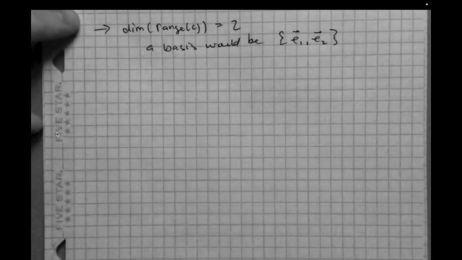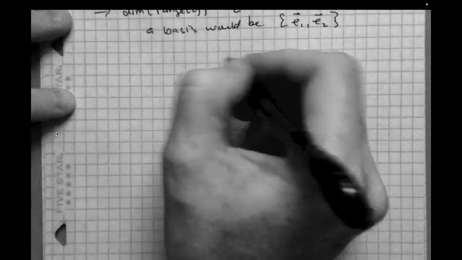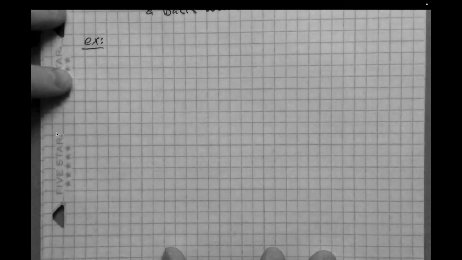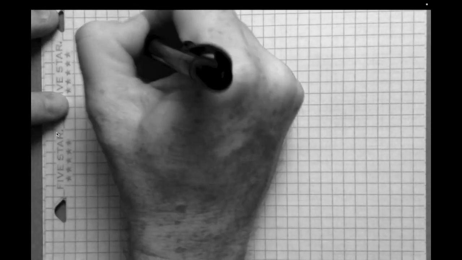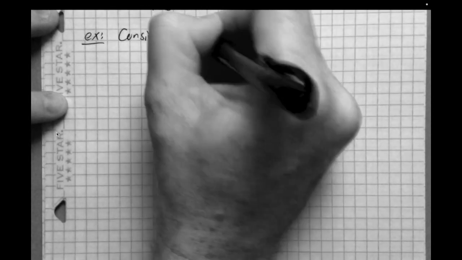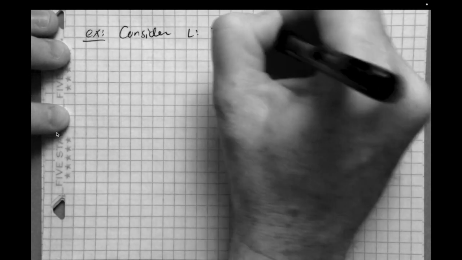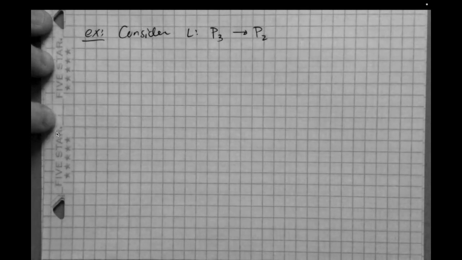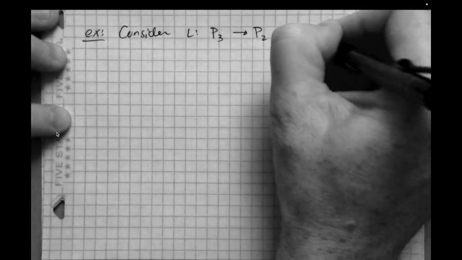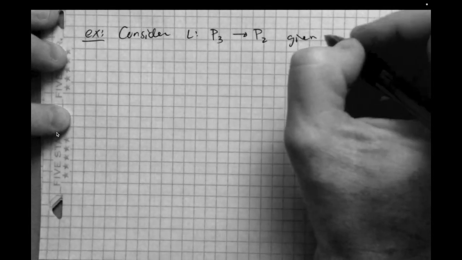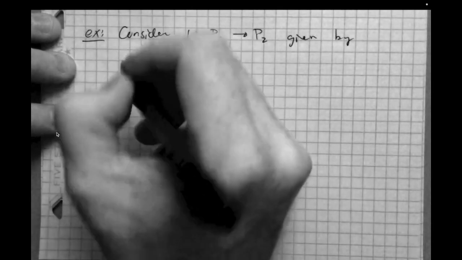We're building towards the dimension theorem. We want to see some upfront examples first, and you should be able to see by the end of the set of examples I have picked out what we're looking at. So let's consider a linear transformation from P3 to P2. These are polynomial vector spaces.